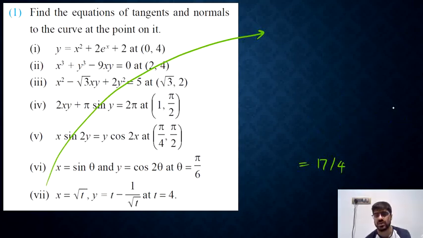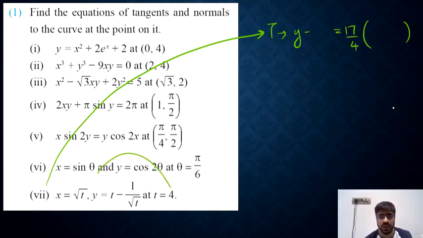So the equation of tangent is going to be, okay, we need x1, y1 also, right? So we will have y minus y1 equals m, which is 17 by 4, into x minus x1. And yeah, you put t as 4 right here. So x becomes root 4, which is 2. So here we are going to have x minus 2.